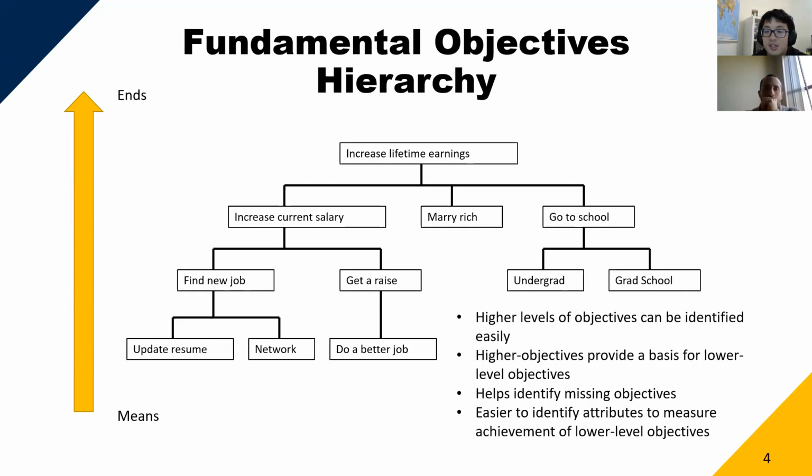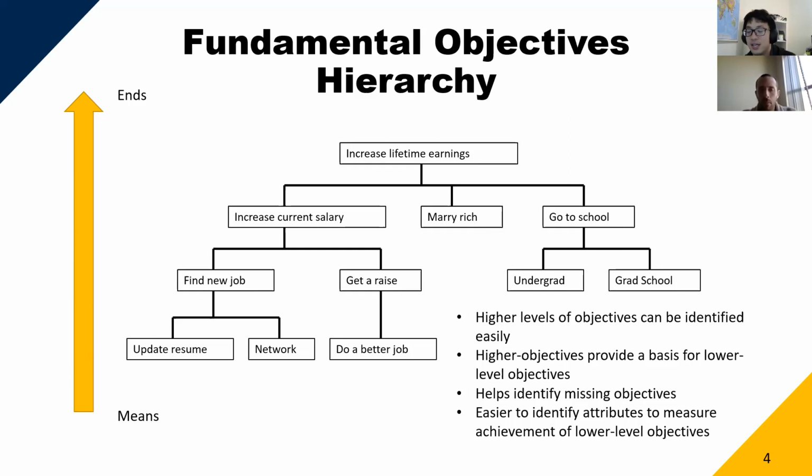If I want to find a new job, I would have to go about updating my resume, networking. If I wanted to get a raise, I'd have to do better at whatever it is that I'm doing. Alternative ways that I could increase my lifetime earnings, I could marry someone who's really rich, or I could go back to school, get degrees, undergrad, grad school. This seems like a fairly simple example, but hopefully you guys can see how the structure of this allows us to organize our decisions into very concrete structures that ultimately get us to our objective.